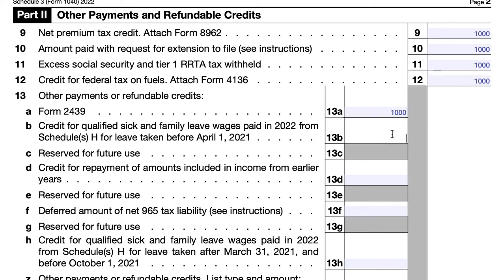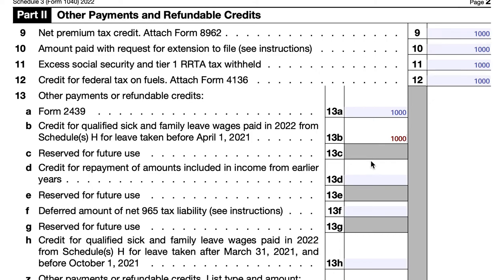13B, this is a coronavirus related tax credit for qualified sick and family leave wages that were paid for leave that was taken before April 1st of 2021. So if you have household workers, you're filing a Schedule H, and on Schedule H, if you reported those wages paid in the tax year for leave that was taken before April 1st of 2021, you would enter that here. You don't put anything in a line 13C because that's reserved for future use.